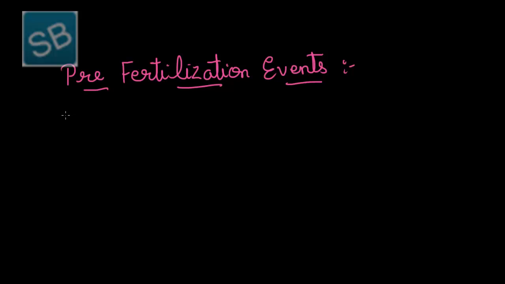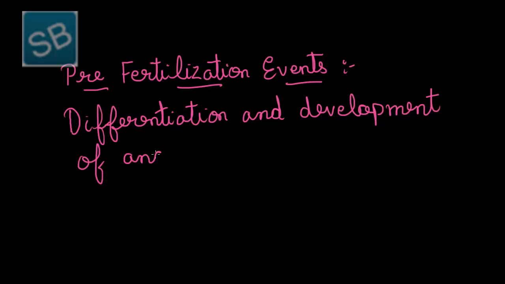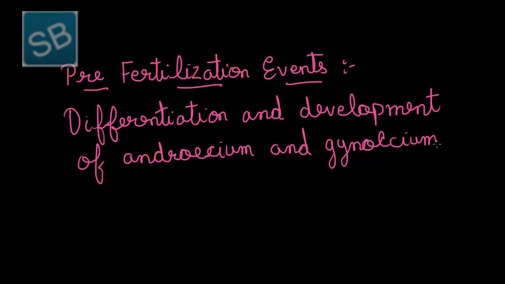In this event, the processes with the help of which differentiation and development of both the reproductive parts, that is androecium and gynoecium, occurs. So let us understand the processes with the help of which differentiation and development occurs. First of all, let us begin with the male reproductive part, that is androecium.